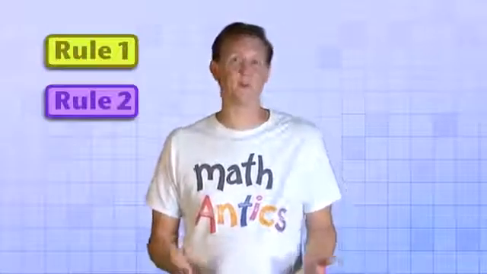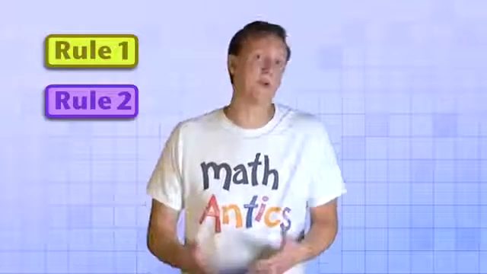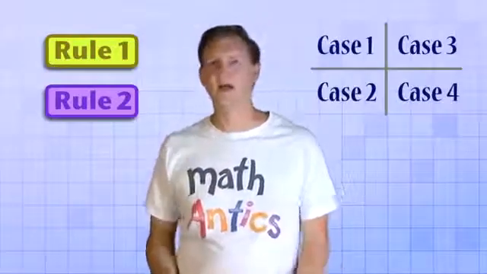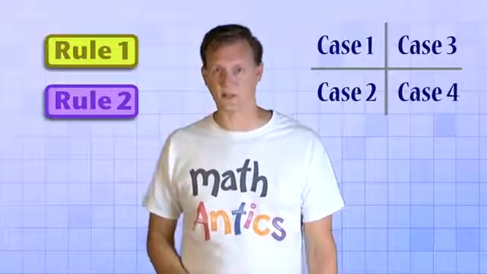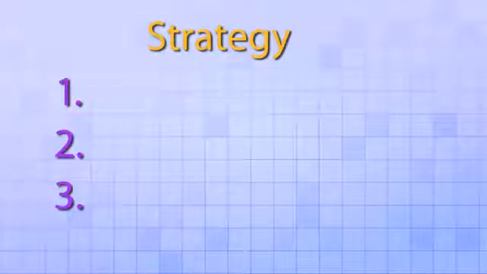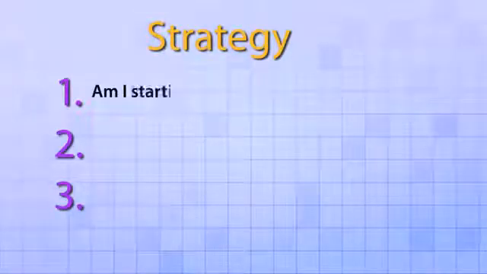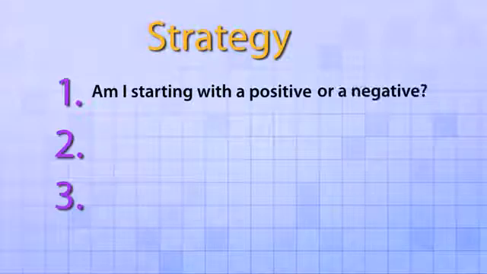Okay, now that we've learned our 2 rules, and we've seen that there's really just 4 types of problems, or 4 different cases that you'll need to solve, I want to give you a basic strategy that will help when you're adding or subtracting integers. This strategy involves asking 3 simple questions. The first question is, am I starting with a positive or a negative number?